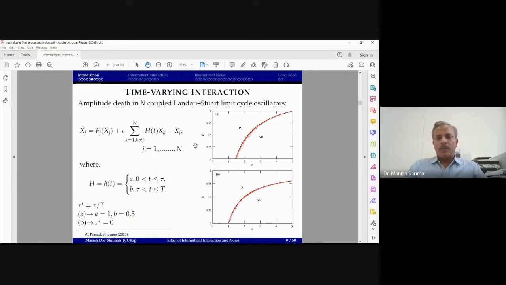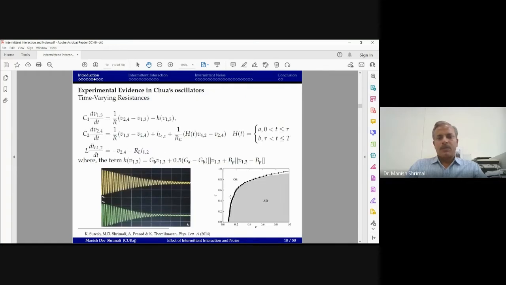So when you consider this switching on and off type of interaction, and by varying this tau, you can see that the system initially is in the oscillating state, and with the increase of the coupling strength, it goes to the steady state. And similarly, you can do it in another parameter space. This was also experimentally verified later.